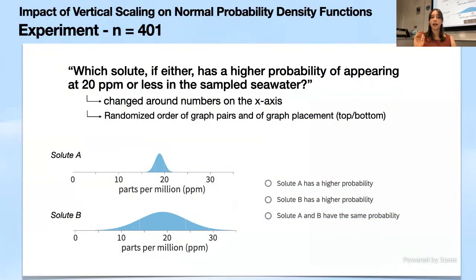We asked everybody the same question that we all just walked through earlier together about sampled seawater, but we varied the 20 ppm number around, and we looked at different numbers on the x-axis, and we also randomized the ordering of the graph pairs and the graph placement and did some extra retest and test reliability. So people saw double of each question. And across the board, unless both pairs were statistically identical, the answer was always that the solute with the smaller standard deviation resulted in a higher probability.